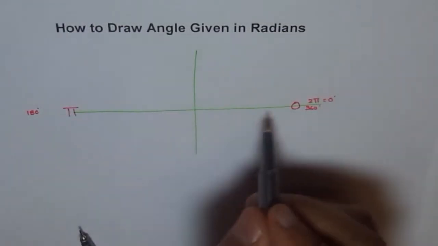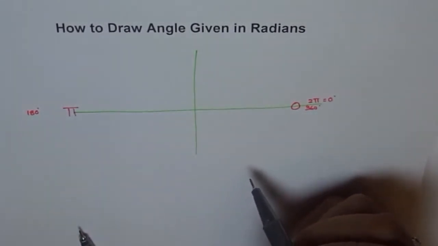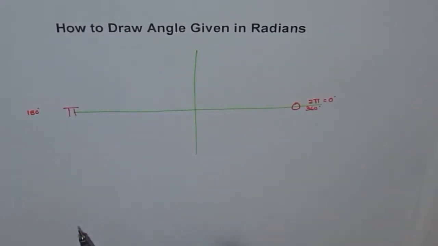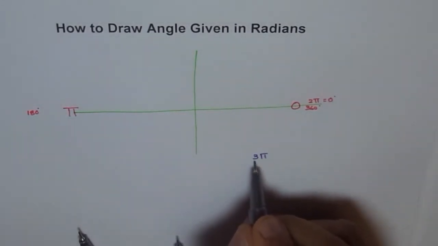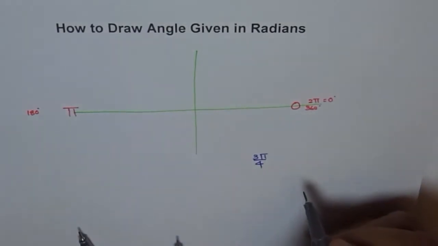For the time being, we'll put 0 here and pi here. Fortunately for us, all the problems being asked have radians in pi, and that's good, because pi can be divided into equal parts, and then we can get our angle. So let's start with an angle, let's try to draw 3 pi by 4. 3 pi by 4, okay?